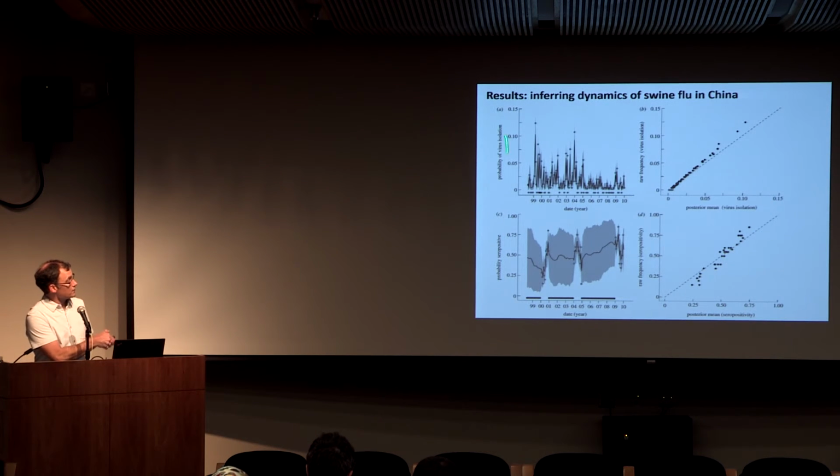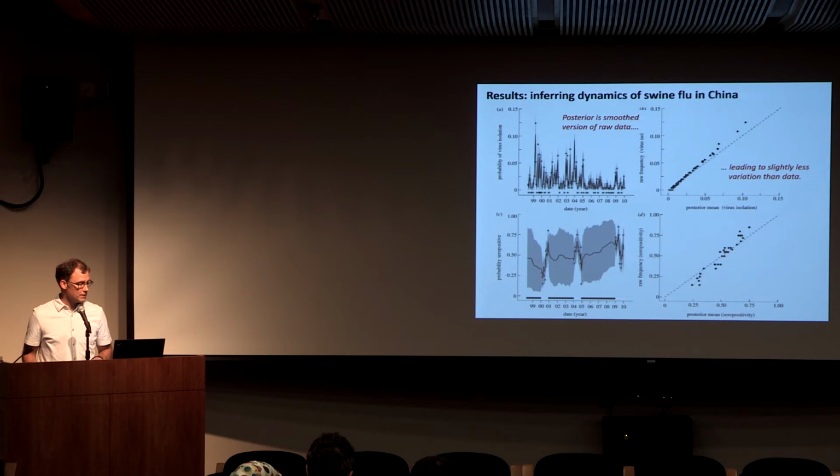We've got virus isolation data at the top, antibody seropositivity at the bottom. I'll just pull out the main stories. What you've got here is the dots show the actual raw data fractions. This is the fraction of pigs who were sampled who were positive for influenza virus through time. And then the line in shaded region shows the posterior, which was inferred by the model.